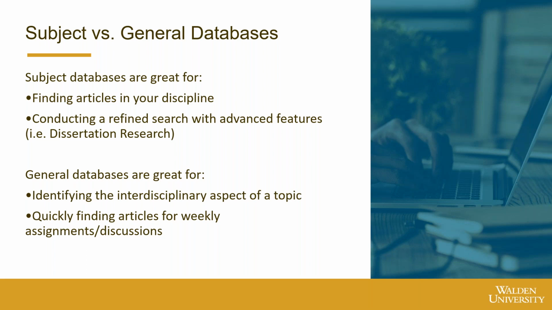But what if you aren't doing dissertation research? Or what if you just want to get some more general type of information? That's when the general databases are going to be the best choice for you. Another time that they're great, other than quickly finding articles for weekly assignments and discussions, is for identifying the interdisciplinary aspect of a topic. So we talk about the difference, right? In a subject database, articles for your discipline; general databases are going to be more that interdisciplinary aspect.